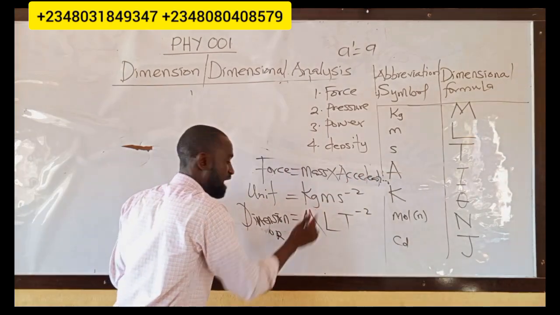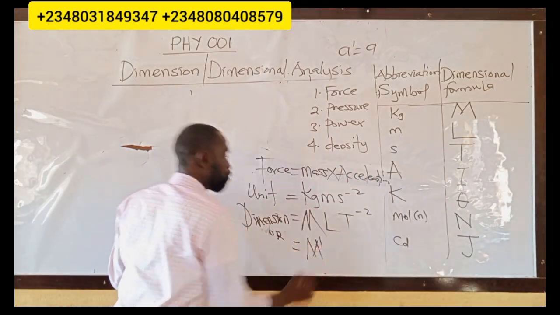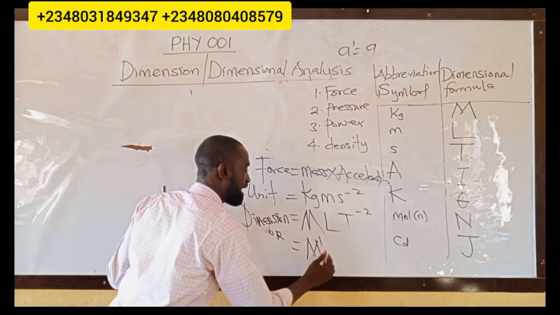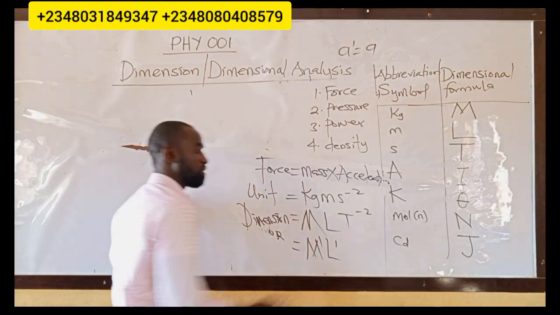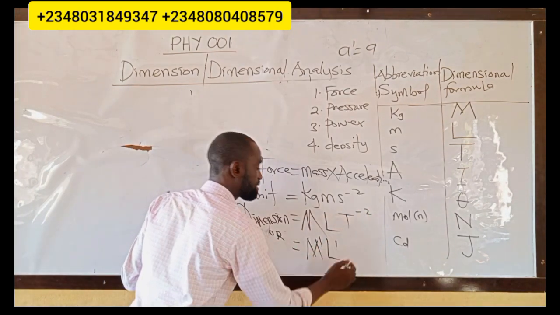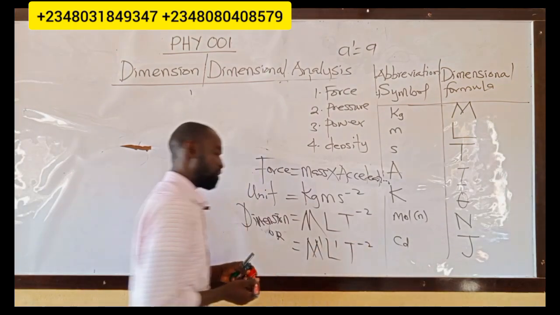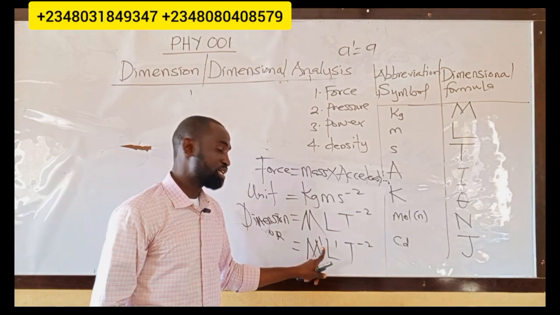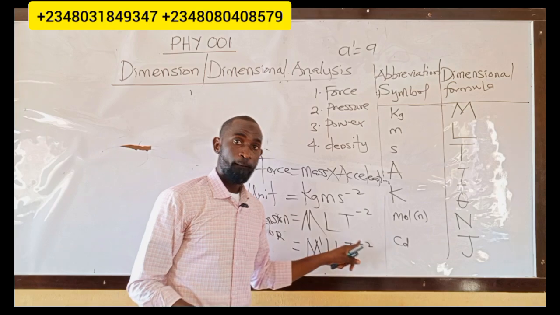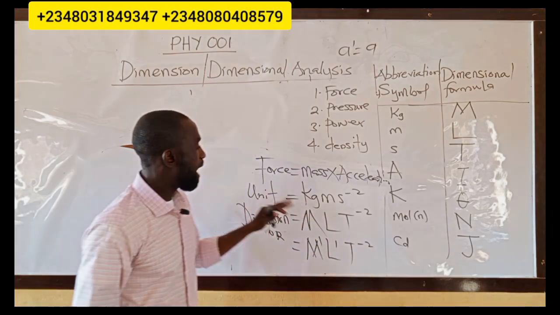What is the power of this M? I have M raised to power 1. What is the power of this L? L raised to power 1. And what is the power of this T? T raised to power minus 2. So the dimension is 1, 1, and minus 2 for force.